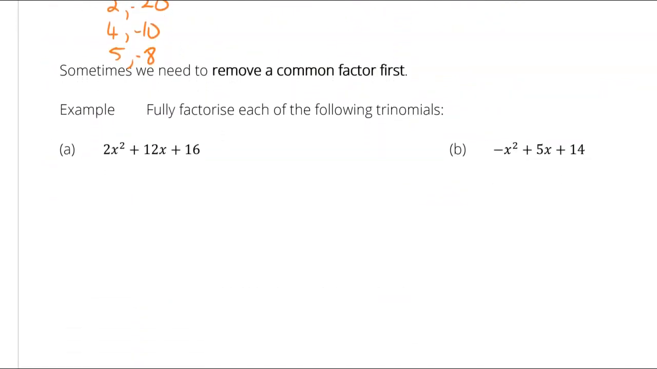All right, now it gets a little bit trickier. Sometimes we might have to remove a common factor first. Anytime a trinomial has a negative, we always factorise out the negative. Anytime the coefficient of x is not 1, we always try and factor out a constant. That might not work, but it will for the ones we're going to do today.